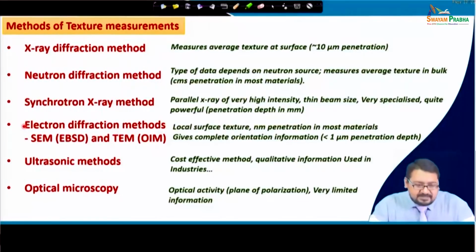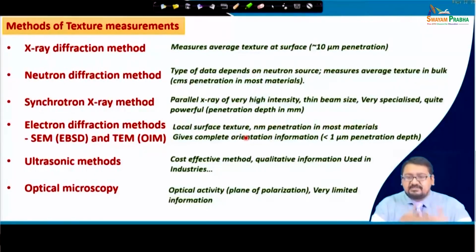in many materials. So, you see these methods give local texture as said in the previous slide, and it has a lower penetration depth. The penetration depth depends upon the atomic number of the material being irradiated, but on an average it is said that the penetration depth is usually less than 1 micrometer. So, it gives the complete information as I said in the last slides.